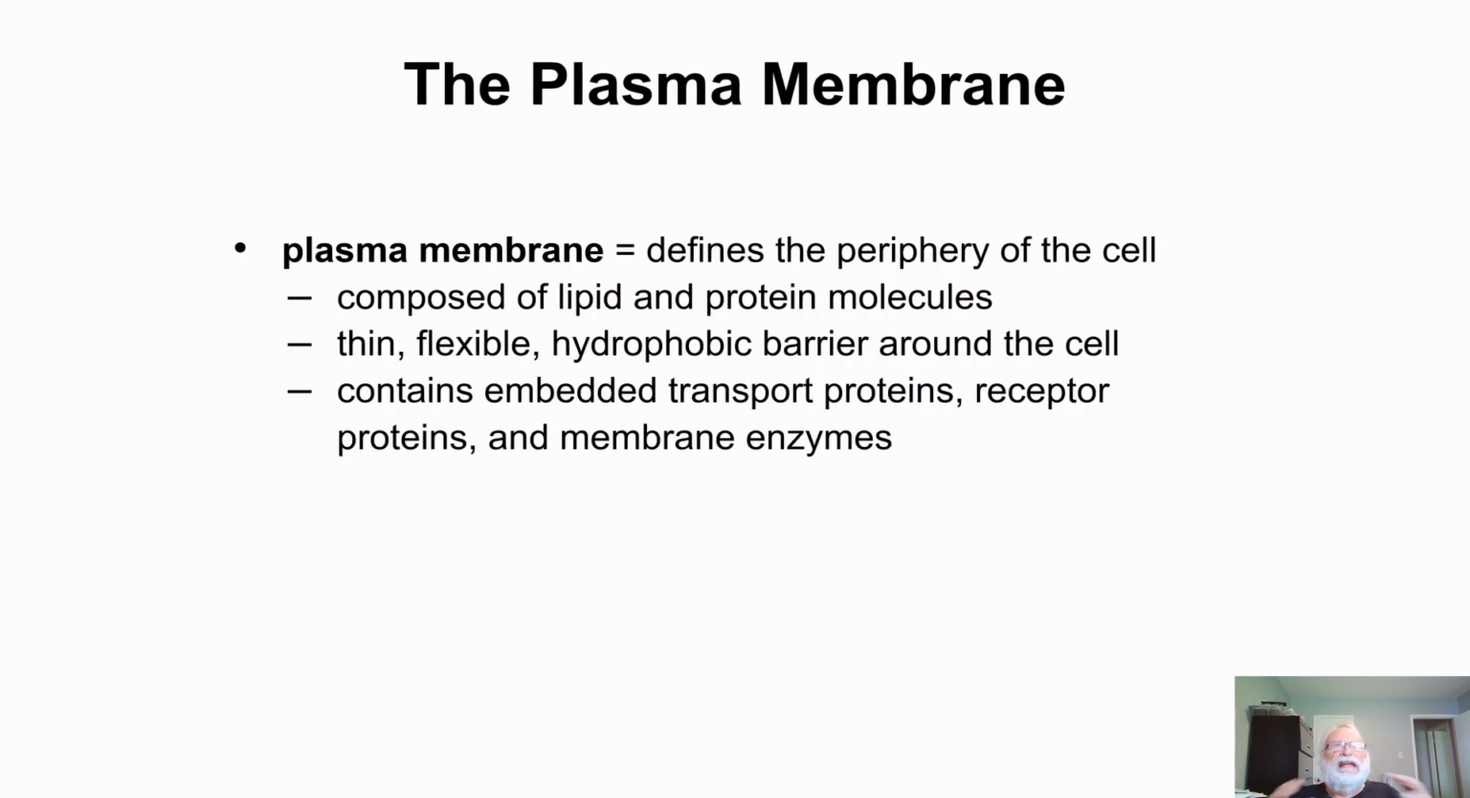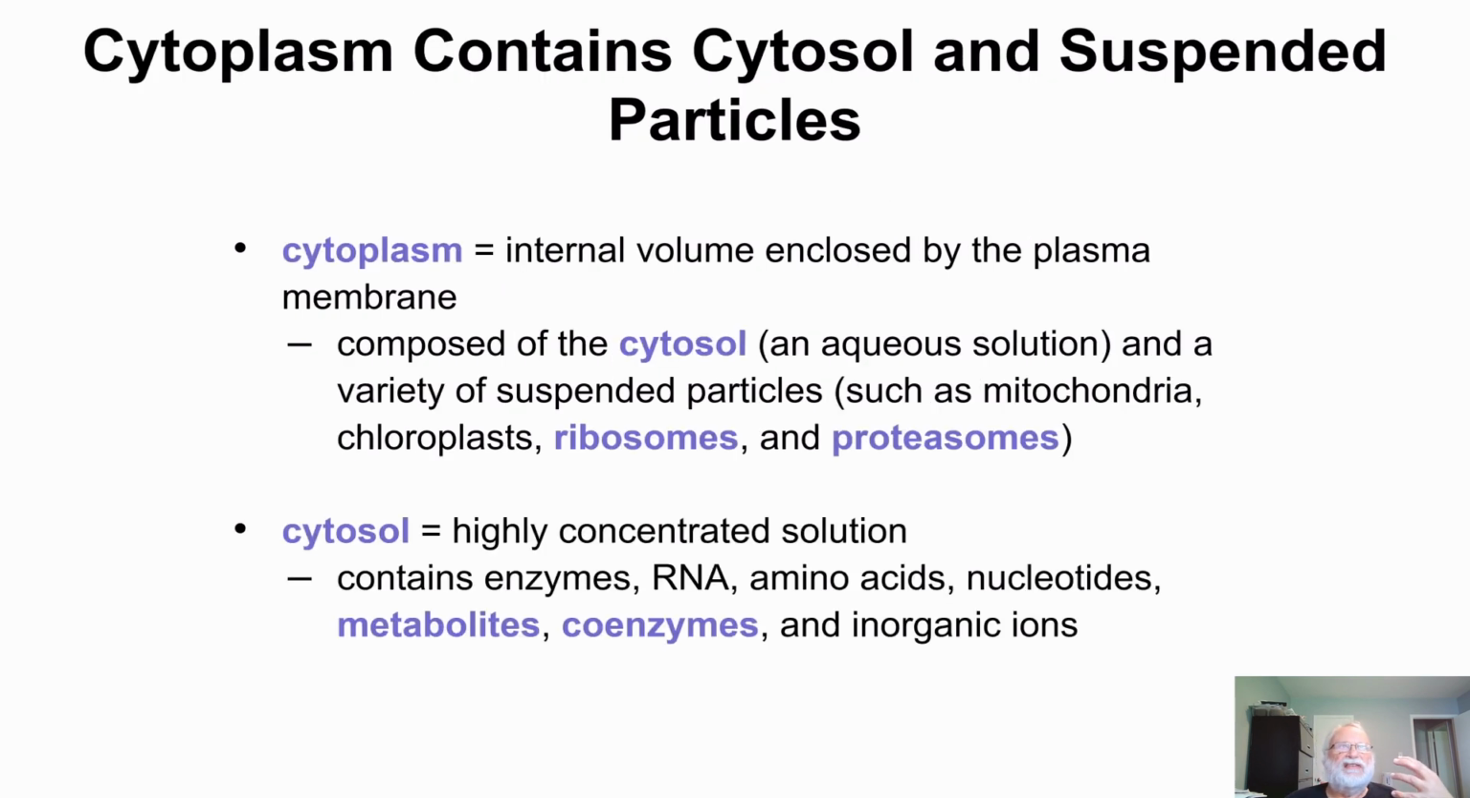The plasma membrane, I like to think of as that sac that holds all the cellular contents together. It's composed of lipid and protein molecules. We'll talk about this fluid mosaic model in a future chapter. It's a thin, flexible hydrophobic barrier around the cell. It's embedded with transport proteins, receptor proteins, membrane enzymes, all sorts of things to help that cell interact with the environment and get information from the environment. So think of the plasma membrane as this sac that holds all the contents together.